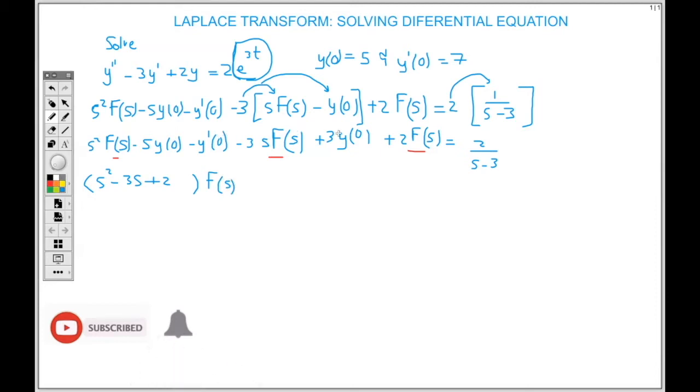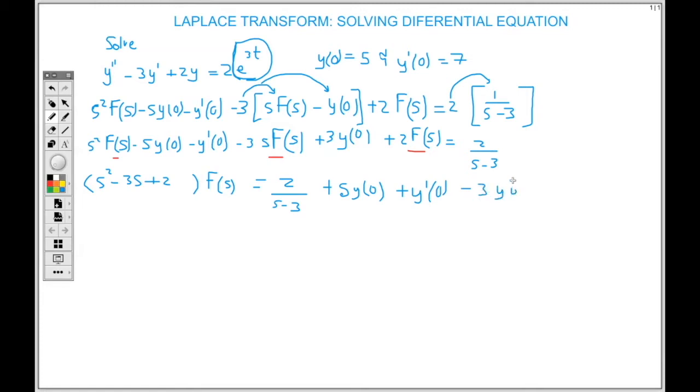Now the remaining, I'm going to carry over the equal sign, what I didn't use: sy0, 3y0, y prime 0. So I have 2 over s minus 3 plus s y0. The minus y prime 0 carried over the equal sign becomes plus y prime 0, then carrying the 3y0 to become minus 3y0.